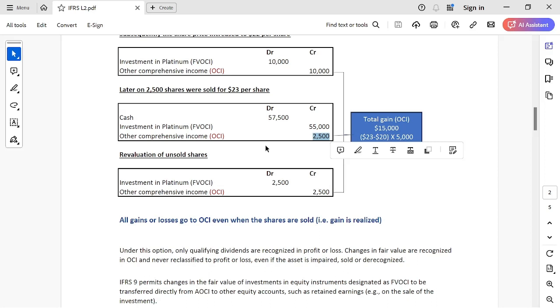So the entry is going to be like debit the OCI, credit the retained earnings directly. So that's going to be a reclassification amongst equity accounts. It's going to appear in the statement of changes in equity, not in the statement of profit or loss, not the income statement. It is going to be just a change in equity.